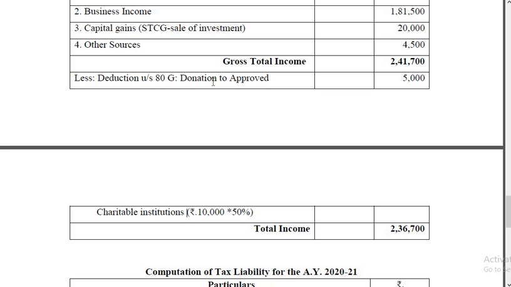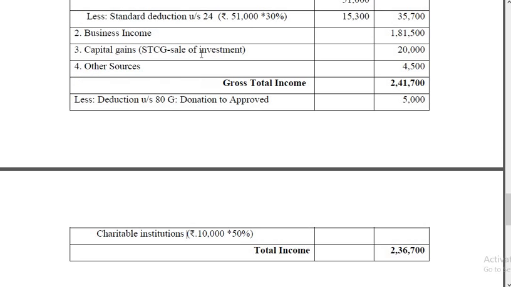In the case of with limit donations, first you have to calculate adjusted total income. Adjusted total income means gross total income minus short-term capital gain taxable at 15%, long-term capital gain, then all other deductions under section 80 except 80G. Here you have got short-term capital gain but not taxable at 15%. Therefore, this is not to be deducted. There are no long-term capital gains. There are no other deductions under section 80. Therefore, 2,41,700 remains the ATI, adjusted total income.